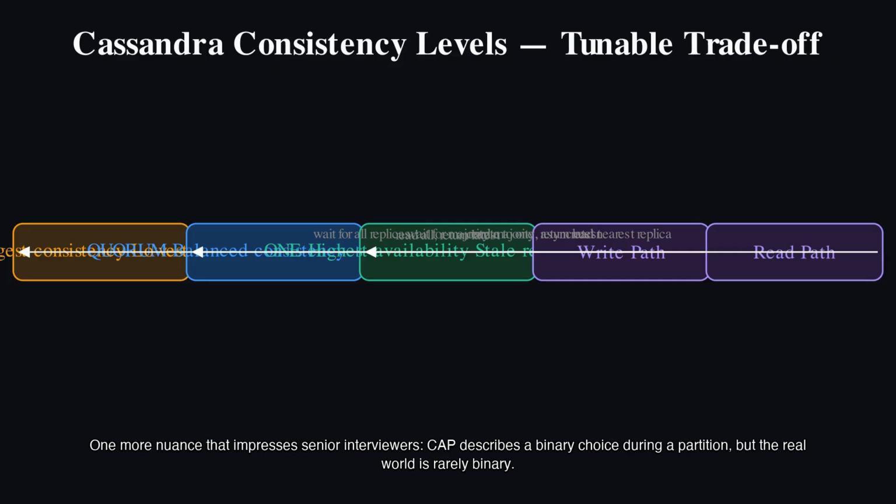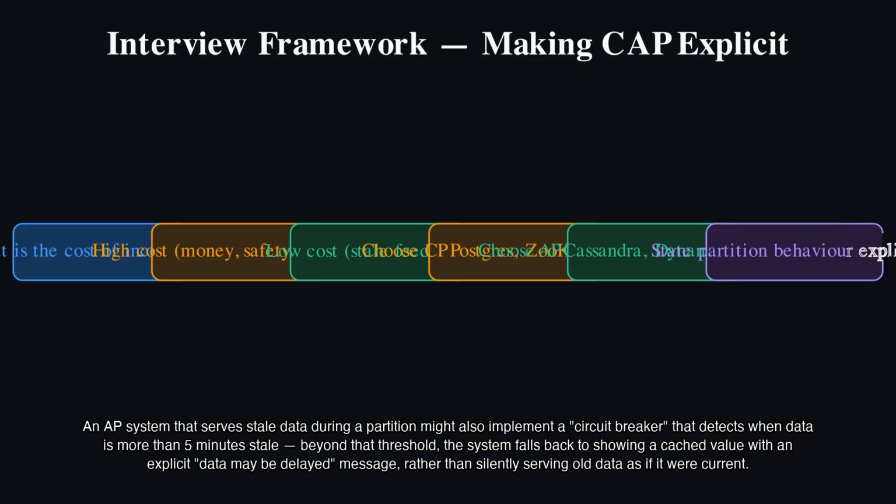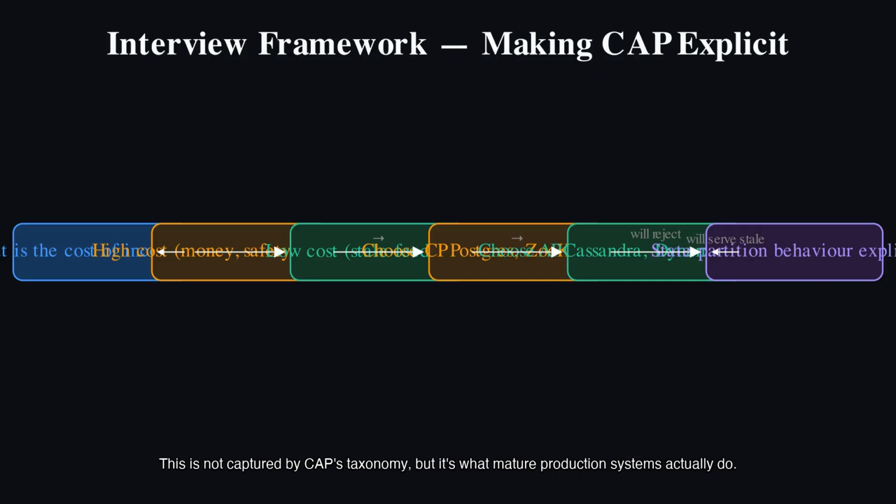One more nuance that impresses senior interviewers. CAP describes a binary choice during a partition, but the real world is rarely binary. Most production systems engineer for graceful degradation. An AP system that serves stale data during a partition might also implement a circuit breaker that detects when data is more than 5 minutes stale. Beyond that threshold, the system falls back to showing a cached value with an explicit "data may be delayed" message, rather than silently serving old data as if it were current. This is not captured by CAP's taxonomy, but it's what mature production systems actually do.